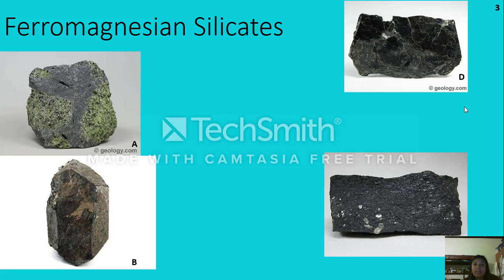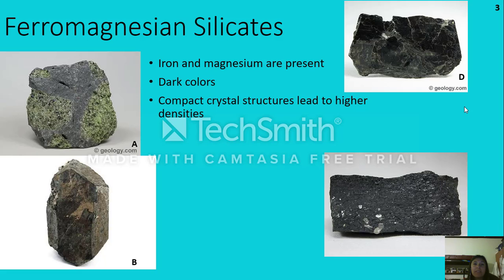So ferromagnesium silicates have magnesium and iron present in the crystal structure. They tend to be darker minerals, mostly gray and black. They have a compact structure, making them have higher density. Their densities usually range between 2.7 to 3.6 grams per centimeter cubed. Their average density is 2.9 grams per centimeter cubed. Ferromagnesium silicates are typically isolated chains and sheets of tetrahedra.